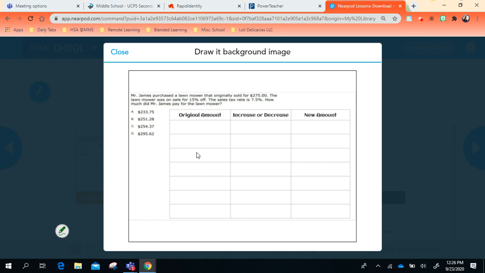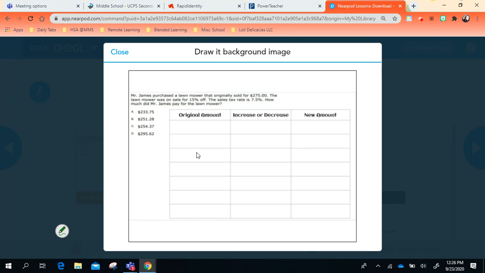Mr. James purchased a lawnmower that originally sold for $275. The lawnmower was on sale for 15% off. The sales tax is 7.5%. How much did Mr. James pay for the lawnmower?